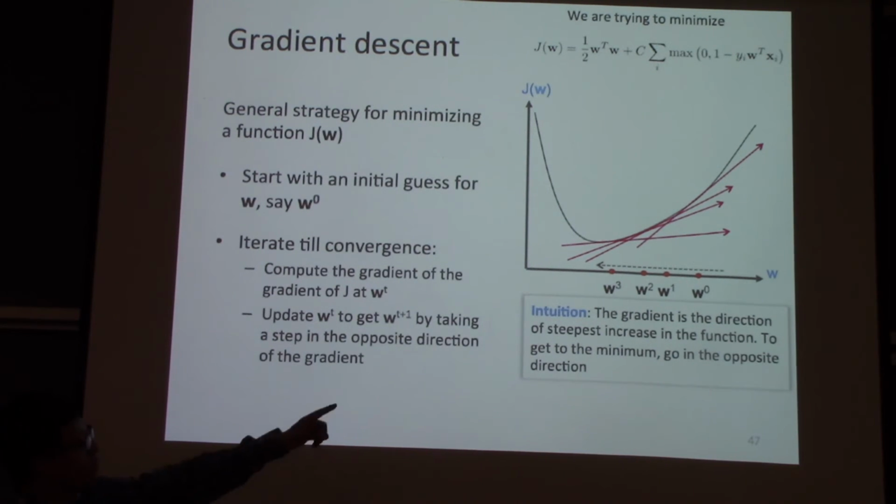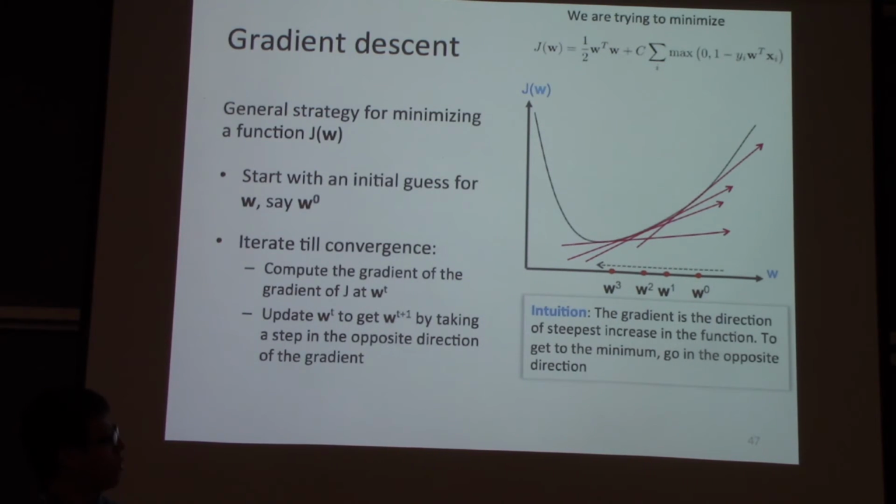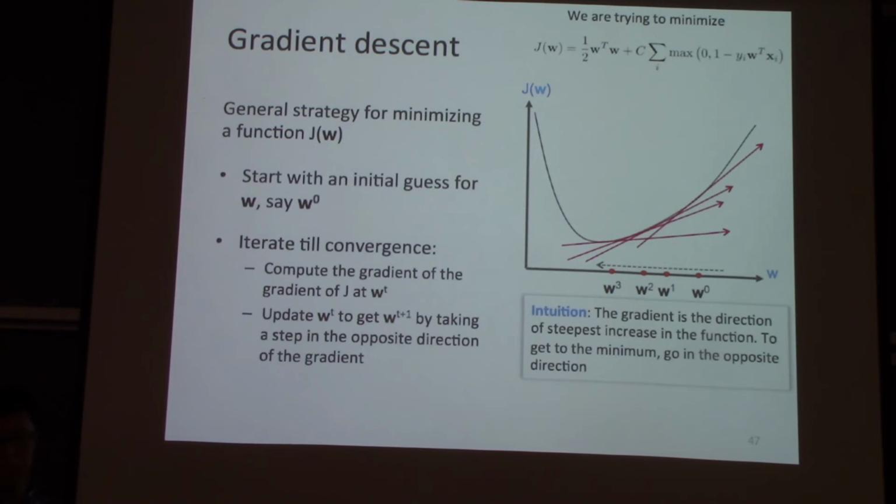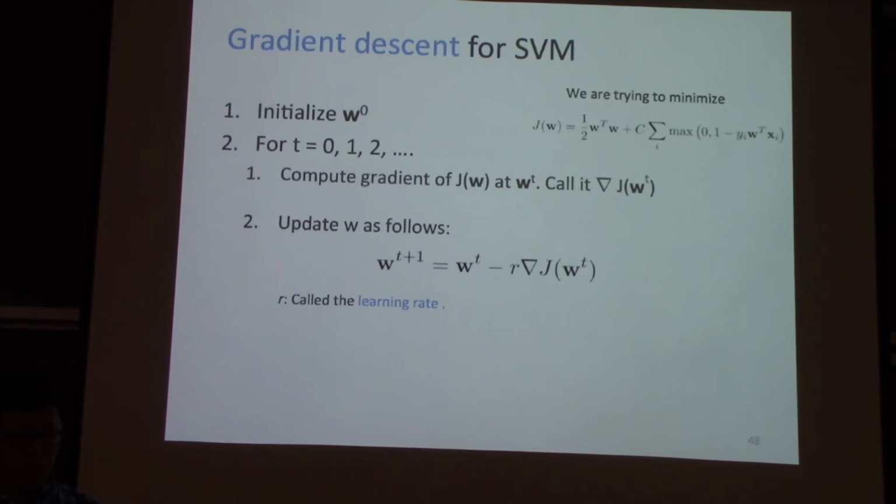So if we overshoot, let's say we are at W3, we go to the left, a large step to the left, and then the gradient will be pointing to the left at that time. So we will move to the right to come back to the minimum. So we're always going backward in the opposite direction of the gradient. This is the intuition of gradient descent, and this is the algorithm.